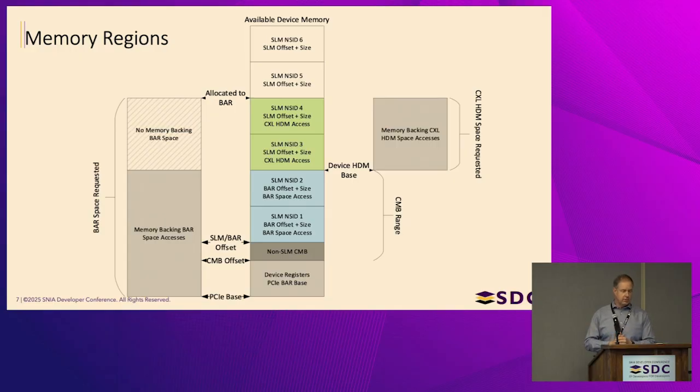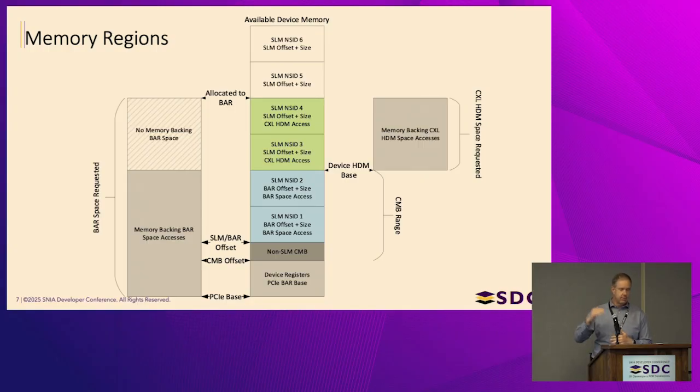And we specifically want SLM namespace IDs 1 and 2 to be bar accessible. This is just an example, so any combination is possible. Namespace IDs 3 and 4, the preference is that they are CXL accessible, CXL HDM. However, for this example, we're willing to accept them as being bar accessible. And there is a vendor that specifically was looking for this flexibility so that, for legacy systems, their system would still work.